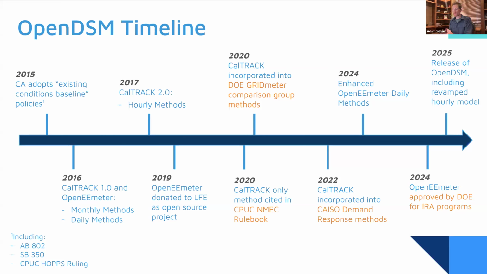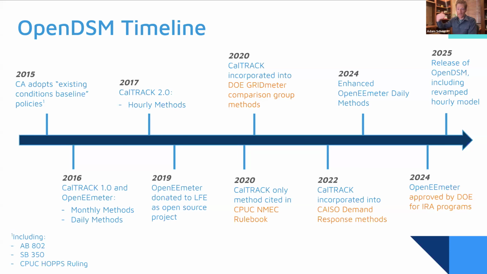Those CalTRACK methods were cited in the California Public Utilities Commission rulebook on governing meter-based programs. Then they were incorporated into the Department of Energy's grid meter comparison group methods. Then they were incorporated into the California Independent System Operator's demand response methods. And most recently, they've been adopted as the only approved method for the Department of Energy for their Inflation Reduction Act's HOMES program.